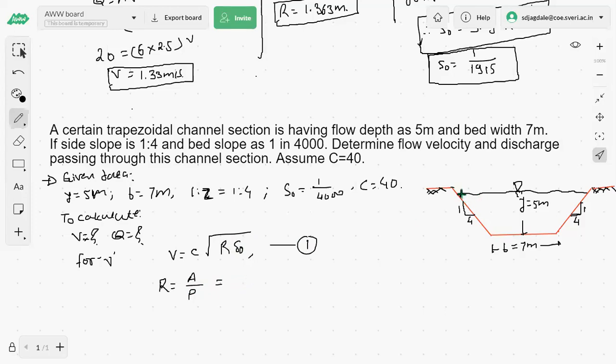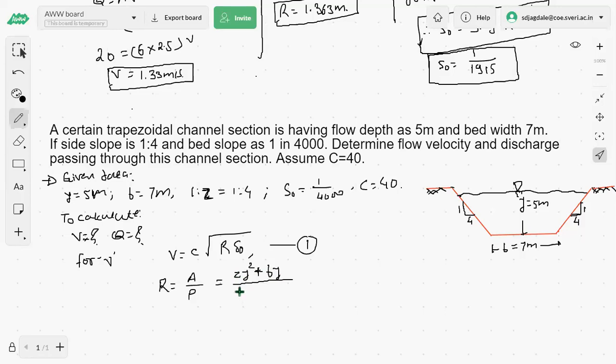एरिया कितना हमने वो ज्योमेट्रिकल प्रॉपर्टी में लिखा था, एरिया ऑफ अ ट्रापेजोइडल सेक्शन Z Y square plus B Y. Is it correct? Yes sir. डिवाइडेड बाय पेरीमीटर कितना है? वेटेड पेरीमीटर, वो भी हमने निकाला था वहां पे.